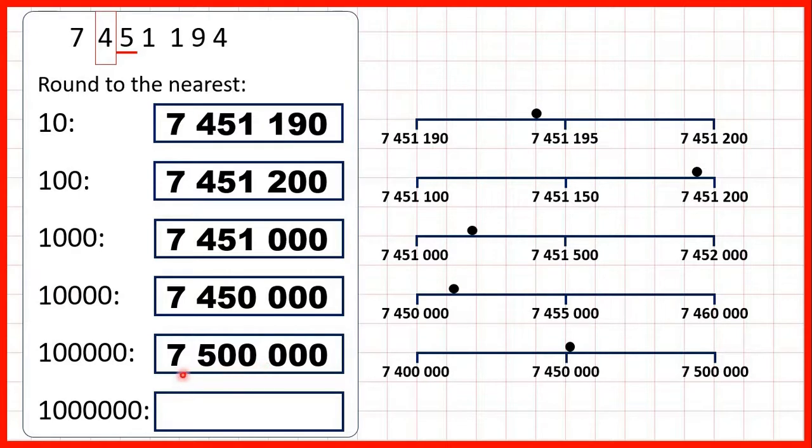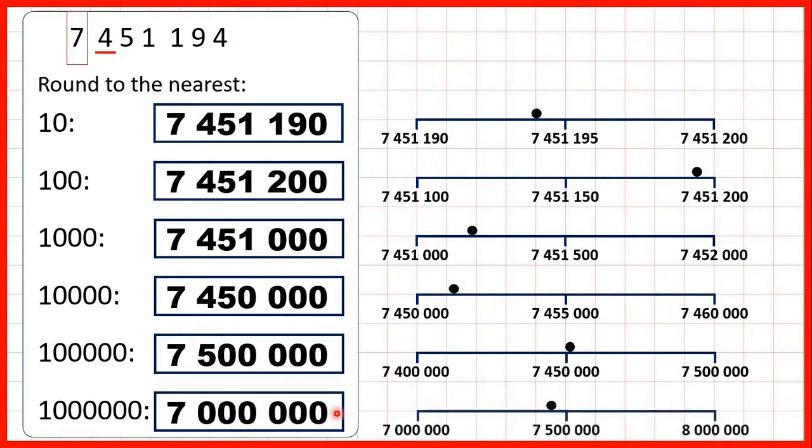7,500,000. And now to the nearest million, we find the millions digit, and when we look to the right at our 100,000s digit, we have a 4, and if we have 4 or less, we round down. So the 7 stays a 7, and all digits to the right turn into zeros, so we have 7 million.